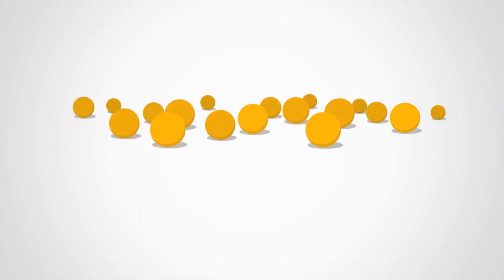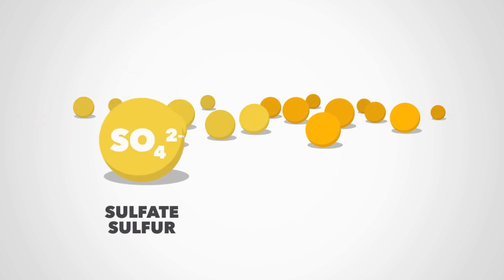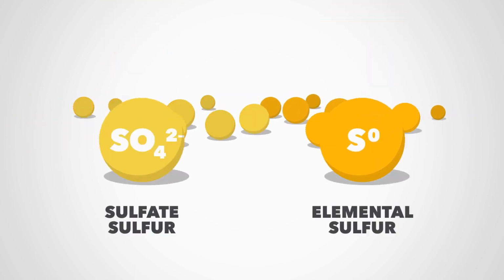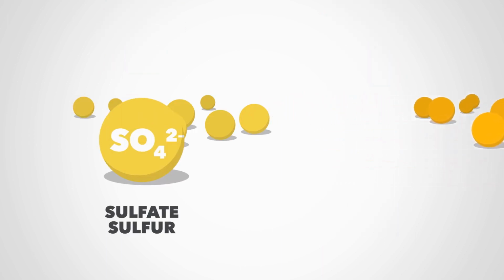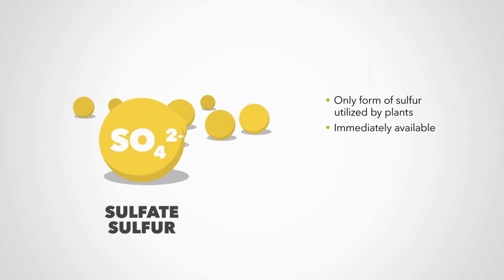There are many sulfur fertilizer options on the market today, but the majority fall into one of two categories: sulfate sulfur and elemental sulfur. Sulfate sulfur is the only form of sulfur that plants can utilize, but because it is immediately available to plants, it is also prone to loss through leaching.